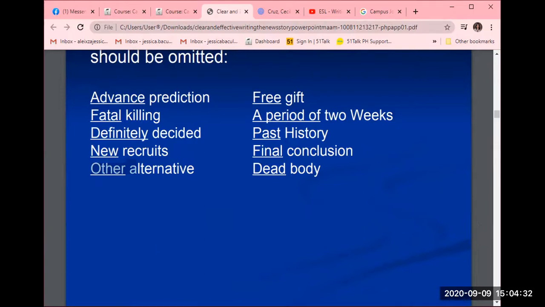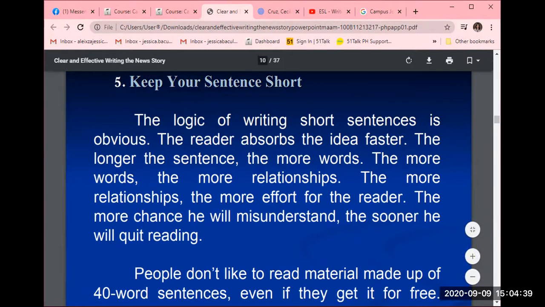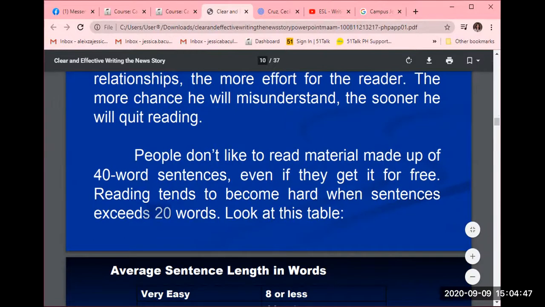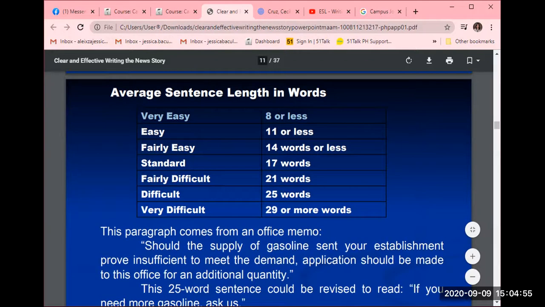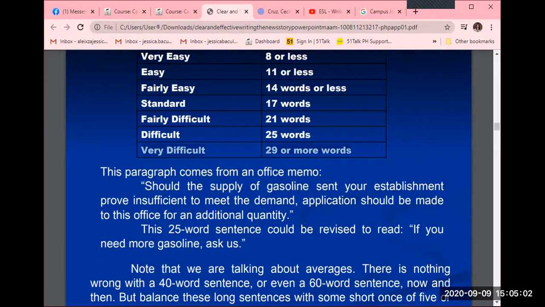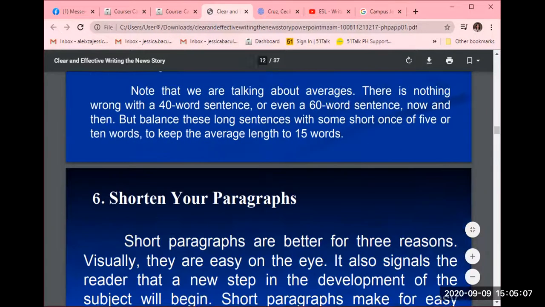It's like an equation. News story is equivalent to the word concise. Next, keep your sentences short. As much as possible, in one sentence, 5 to 10 words, the better. Or it should not exceed 20 words. For example, average sentence length in words: very easy to read is 8 or less, easy is 11 or less, and very difficult is 29 or more words.